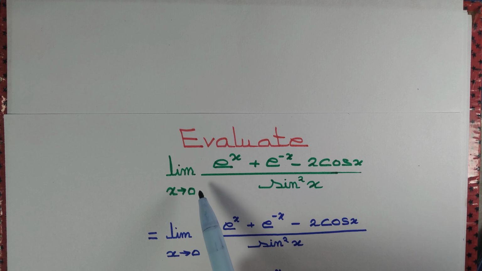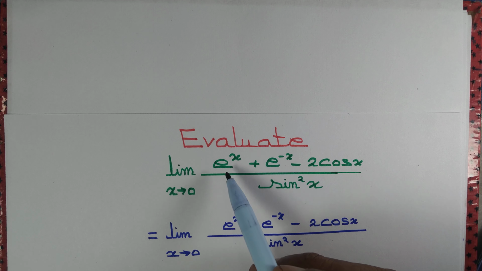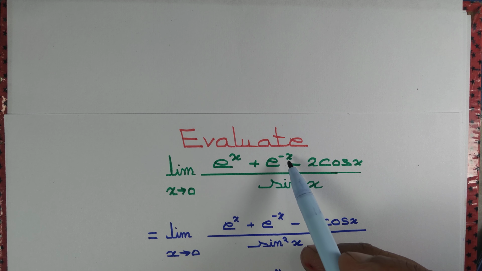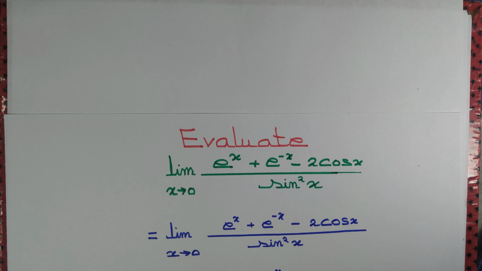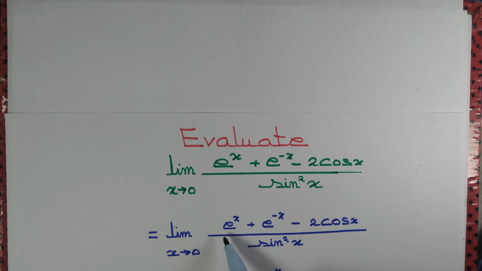Let us evaluate the limit as x tends to 0 of (e^x + e^(-x) - 2 cos x) divided by sin^2 x. So we want to evaluate this limit. Observe that as x tends to 0, e^x tends to 1, e^(-x) also tends to 1, and 2 cos x tends to 2. So 2 minus 2 is 0, so the numerator tends to 0.